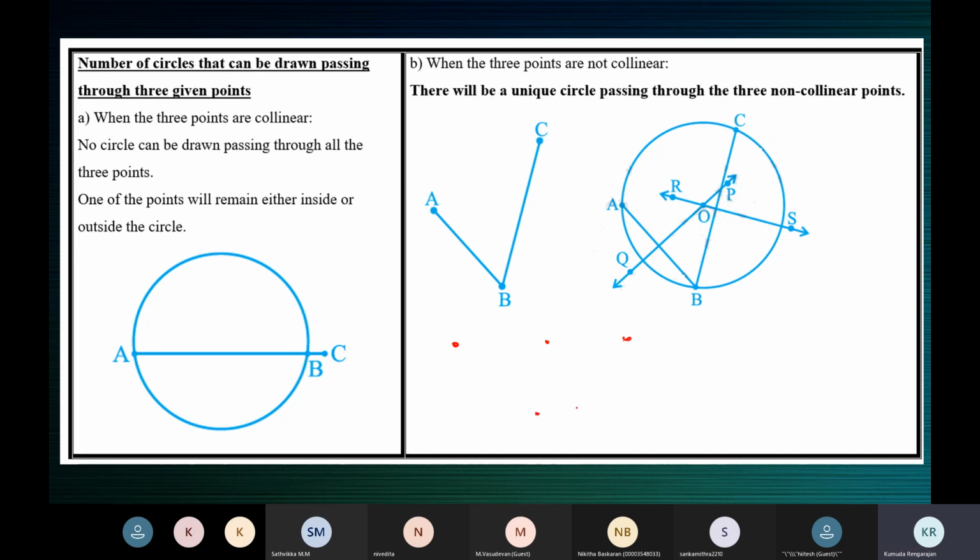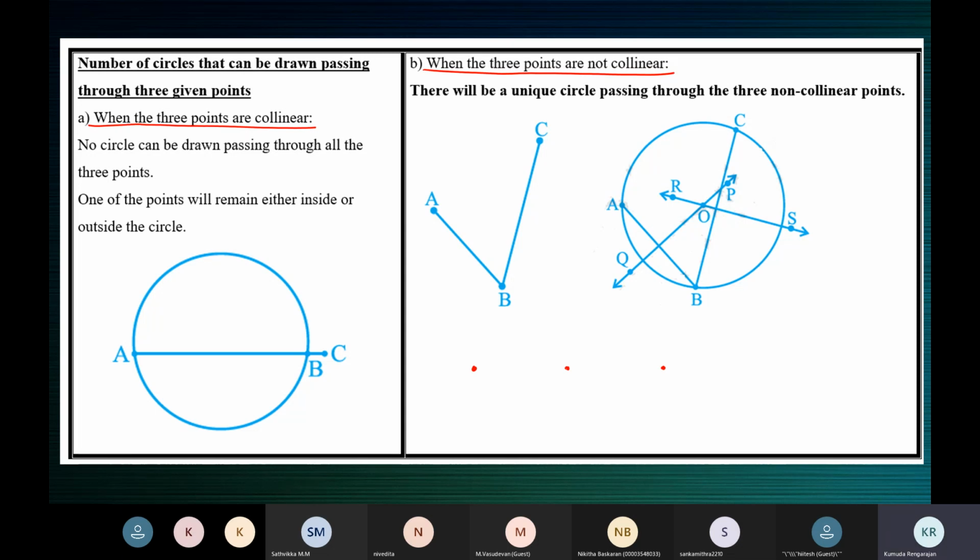Now, when you have to deal with 3 points, 2 situations arise. Are the 3 points collinear or not collinear? When we discuss circles that can be drawn passing through 3 points, we have 2 situations: when the 3 points are collinear, and when the 3 points are not collinear. The first case is where the 3 points are collinear, that is, they lie on the same straight line. They can be connected by the same straight line.